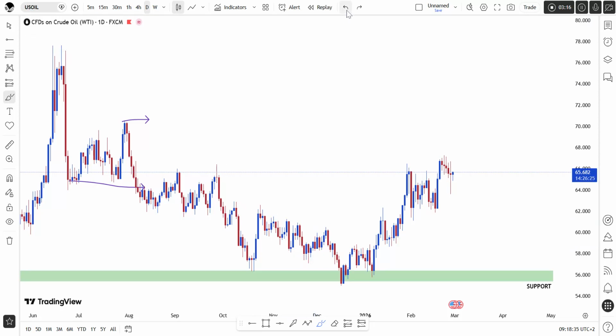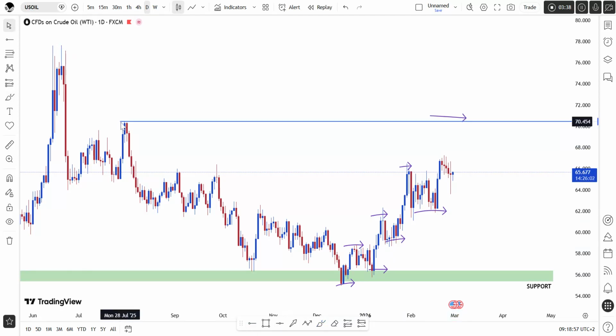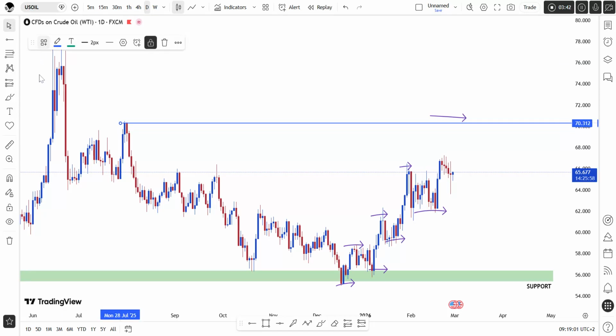Now, the interesting thing to me that happened is we failed to break a low, this low. We made a higher low, then we broke this high, right? New high, new low, new high, new low. Where do you think the market is going? The market is going to a new high. So now we are only looking for buys on oil. For me specifically, I'll be targeting this level right here. That is my take profit level, right?